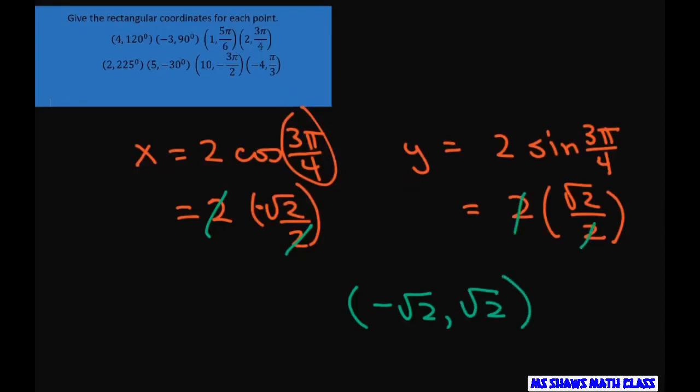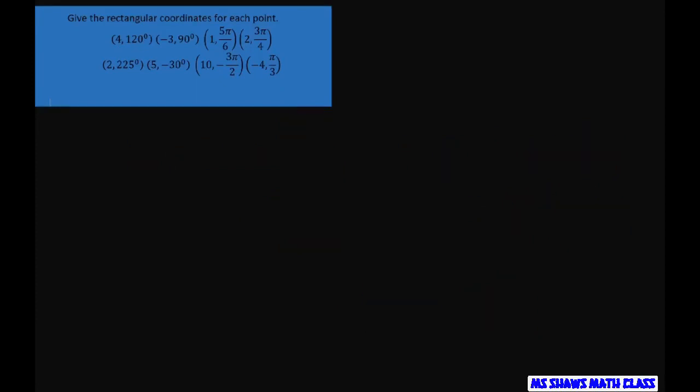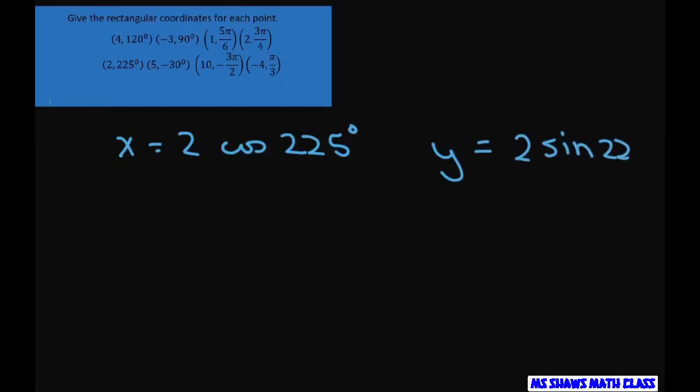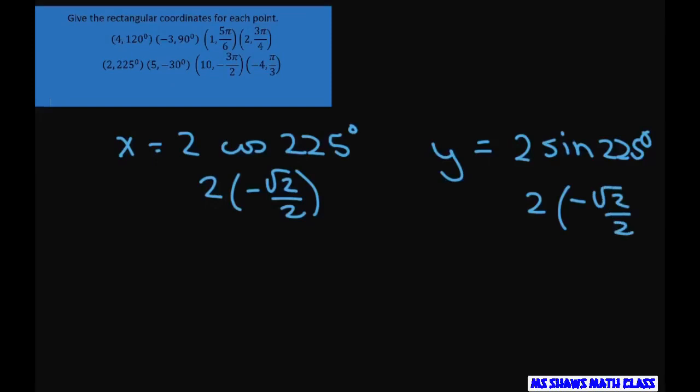All right, and then the rest of them are very similar. So you have x equals 2 cosine of 225 degrees, y equals 2 times sine of 225 degrees. So for this one, you're going to get 2 times negative square root of 2 divided by 2, and this one's going to be 2 times the negative square root of 2 divided by 2. These cancel, so your rectangular coordinates are negative square root of 2, comma, negative square root of 2.